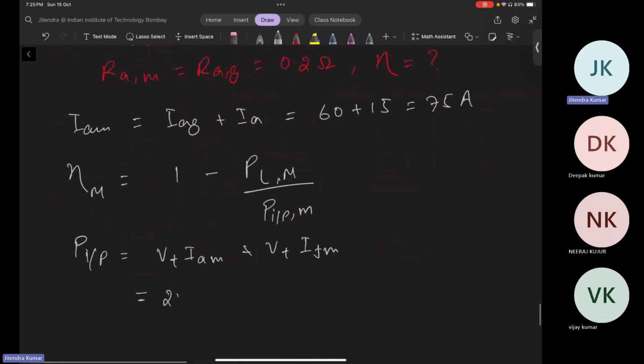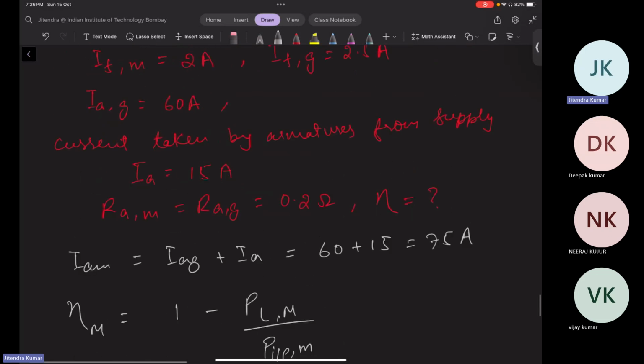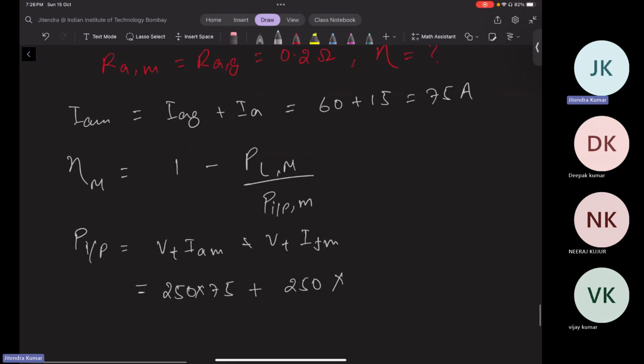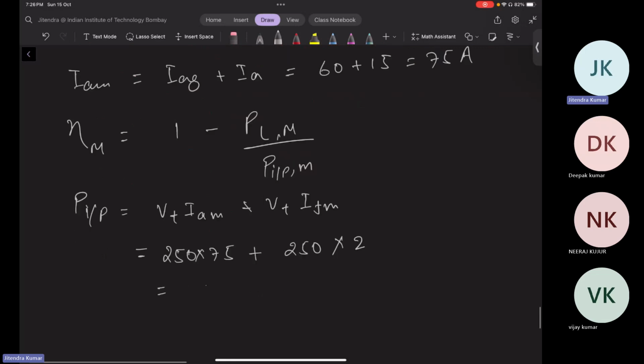Right, so 250 into 75 plus 250 into IFM, which is given in the problem, that is 2 amps. So it will be nothing but 250 into 77. How much will it be? 19250 watts. That is the input power of the machine.